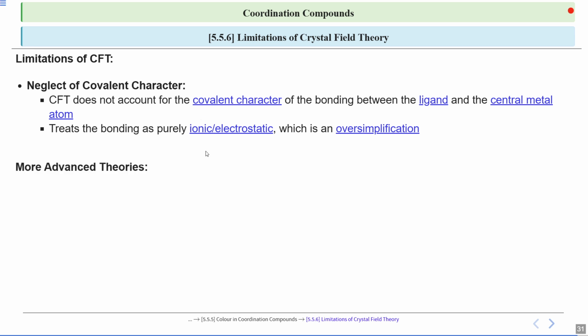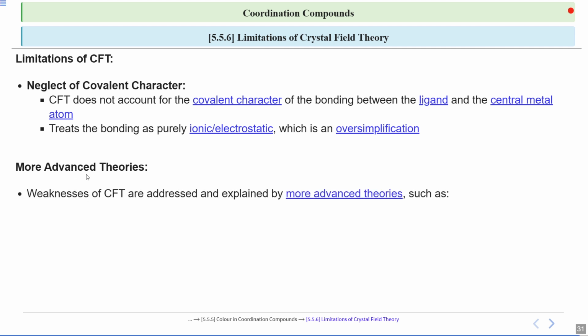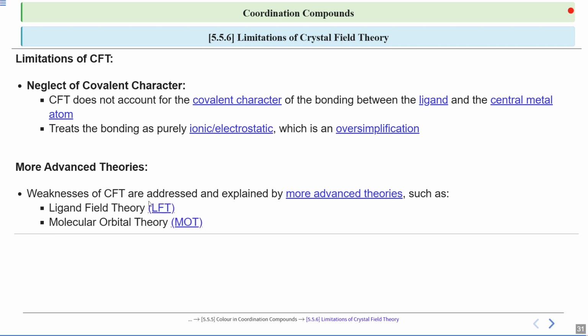More advanced theories. The weaknesses of crystal field theory are addressed and explained by more advanced theories. Okay, whatever the limitation or weakness of crystal field theory is, they are addressed by the more advanced theories later, such as ligand field theory and molecular orbital theory, LFT and MOT. These are the theories which explain the weaknesses or the limitations of the crystal field theory in detail.